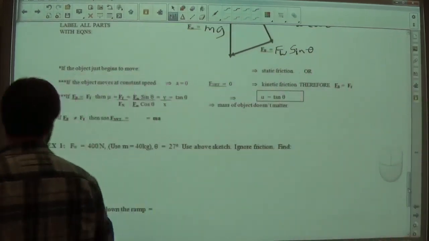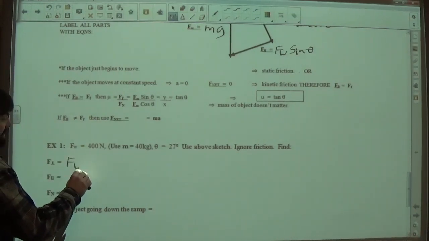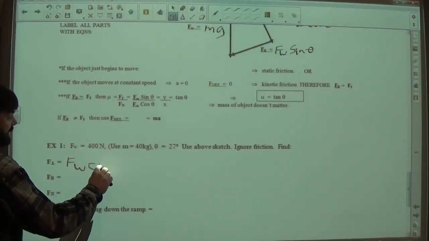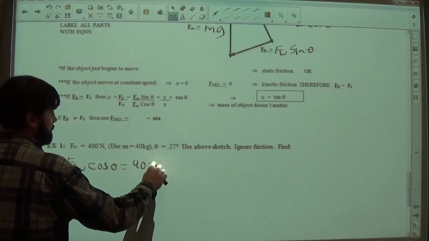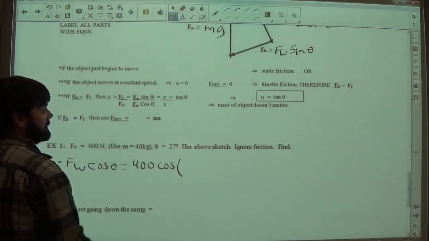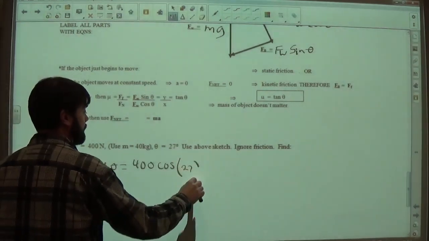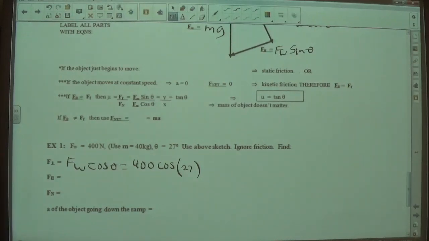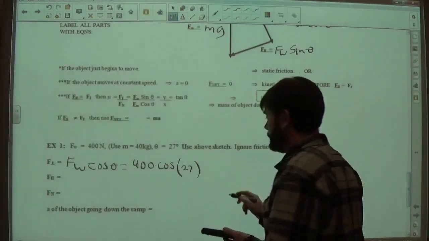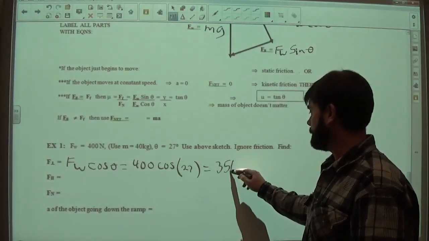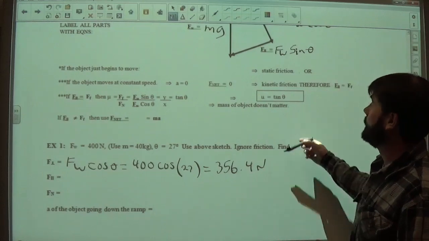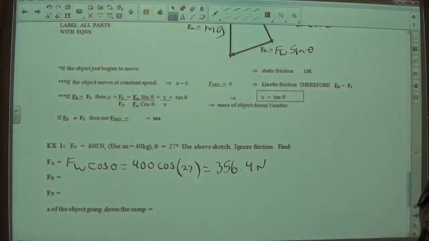So our force perpendicular is the force weight multiplied by the cosine of theta. So if that's the case, I'm going to do 400 newtons, and I'm going to multiply it by the cosine of theta, which they tell us here is 27. And just plug that into the values here and see what you get. So we do 400 times cosine 27, and again, make sure that your calculator is in degrees and not radians. So this gives me 356.4 newtons. So that would be how much force is being applied this direction.